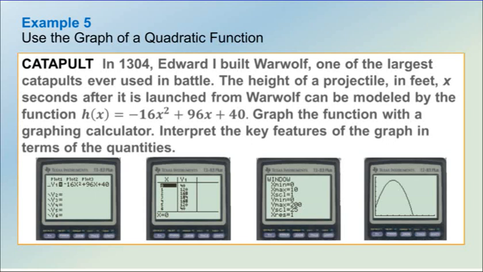The third picture here, you can see my windows, and my x minimum is 0 because I can't have negative seconds, and my y is in feet. If I'm starting at a height of 40 feet, I know it's going to be going up way above 40, so I just estimate and put like 200 divided by 25s. You might have to change those depending on which numbers you're using. And then if you hit graph, you'll see the parabola.